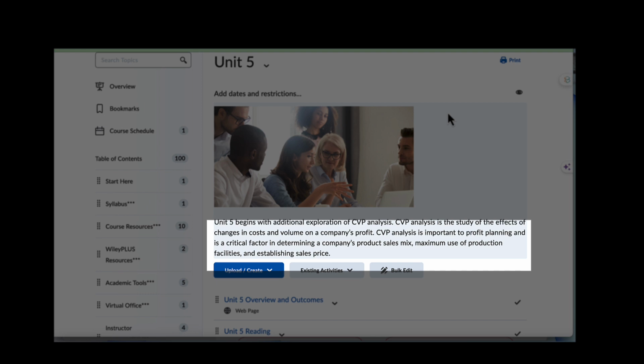CVP, or cost volume profit analysis, is the study of the effects of changes in costs and volume on a company's profit. CVP analysis is important to profit planning and is a critical factor in determining a company's product sales mix and maximum use of production facilities to establish sales price. So let's get started in our Unit 5 overview and outcome.